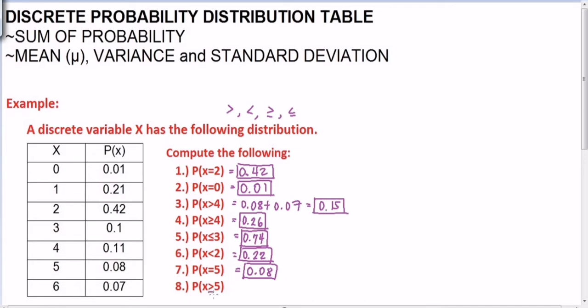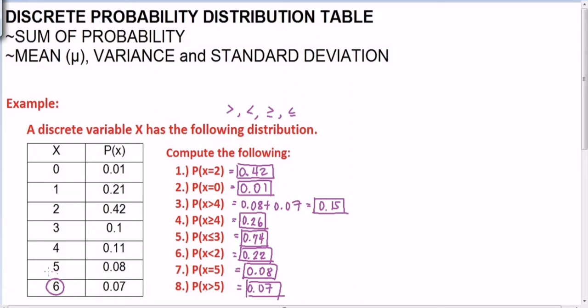So wala tayong equal dito, meaning hindi kasali si 5. So ang meron lang tayo dito is 6. So ibig sabihin wala na tayong i-add kasi siya lang yung x dito na given na greater than 5. Okay, so the answer is 0.07. So yan na yung ating final answer.